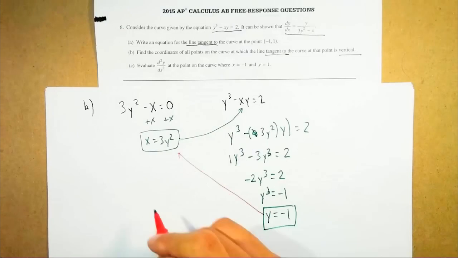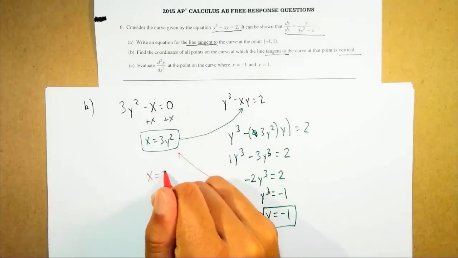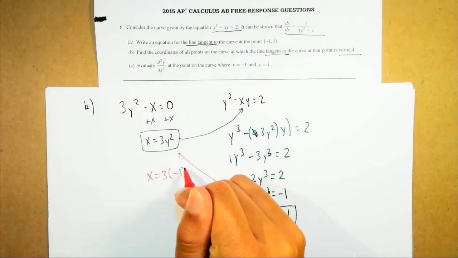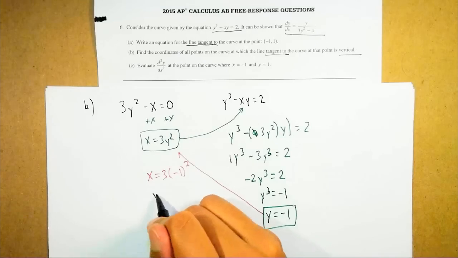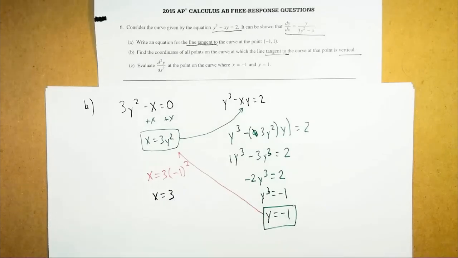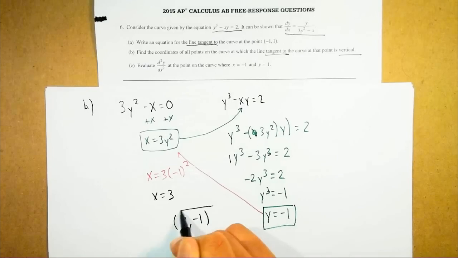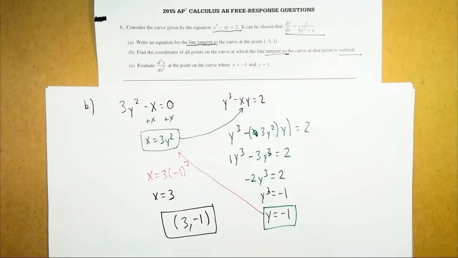So that means that you're going to get x is equal to 3 times negative 1 squared, which should give you a value of x is equal to 3. So our coordinate for where our tangent line to the curve is vertical is going to be at 3 comma negative 1. And this is worth 3 points. How difficult is this question? Very. This was one of the most difficult questions on the free response in my opinion.